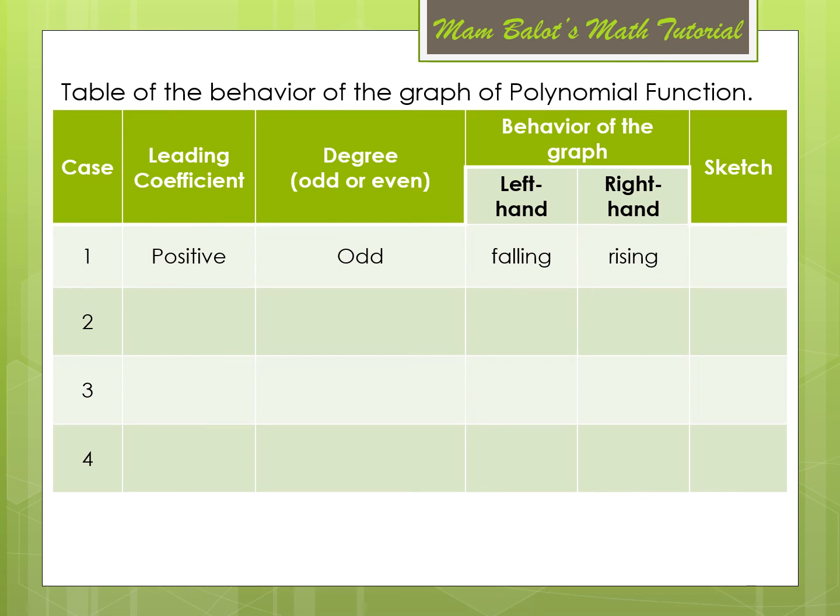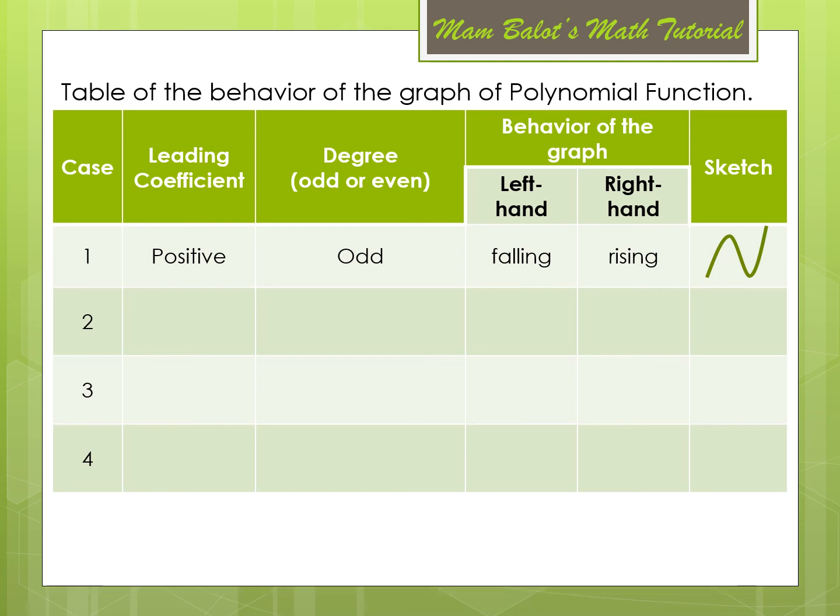Now we have here the table of the behavior of the graph of the polynomial function, which could be a shortcut method in graphing our polynomial function without having the burden of constructing the table of signs. It is just by looking at the leading coefficient and the degree of the function. So we have 4 cases here. For case 1, if the leading coefficient is positive and the degree is an odd number, the behavior of the graph must be falling on the left hand and rising on the right hand. So an example sketch of this is this one: falling on the left hand and then rising on the right hand. And then, of course, you have to consider the number of turning points depending on its degree.